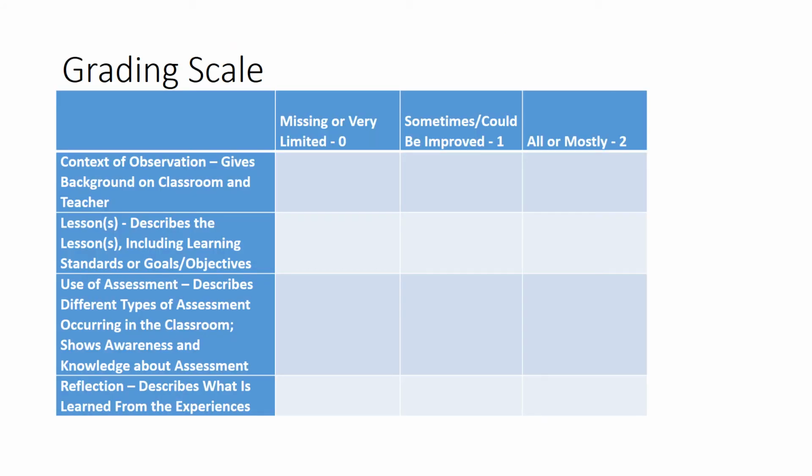The grading scale is here. I would encourage you to print the grading scale out, which is in the assignments folder, and lay it next to your paper and score your paper. So did your paper describe the context of the observation? Did it provide an overview of the lesson, including the standards or goals and objectives? Did it focus primarily on assessment and not just a summary of the lesson, all the different types of assessment you saw occurring? And then a deep and meaningful reflection, what you learned from the experiences.